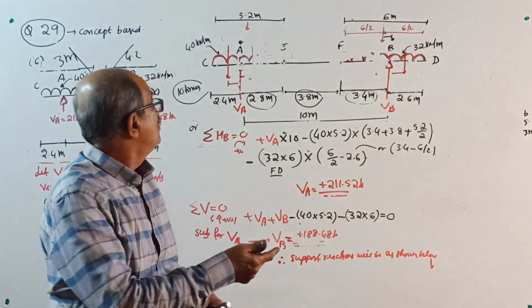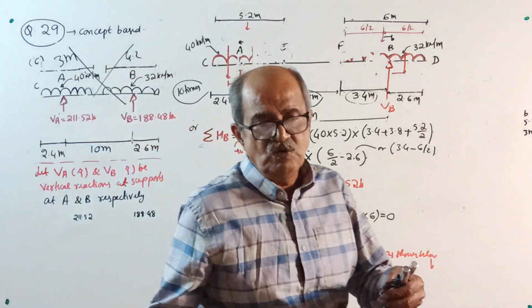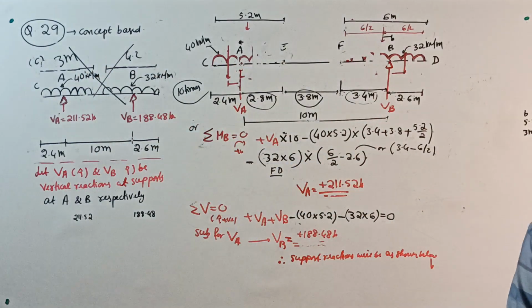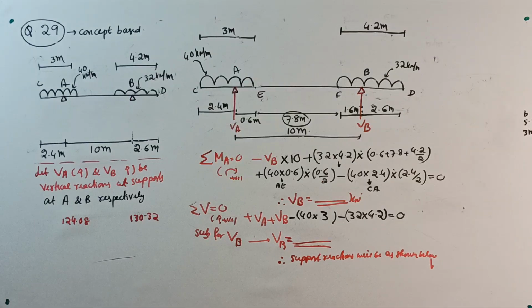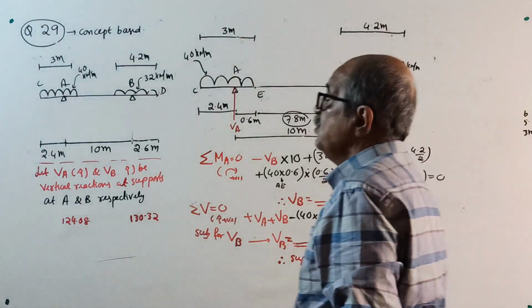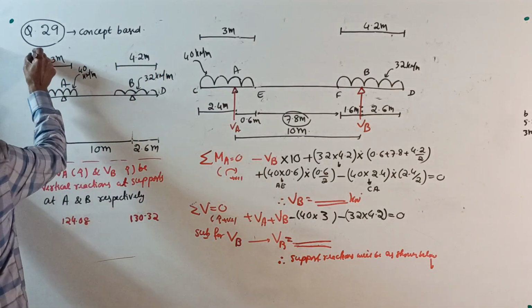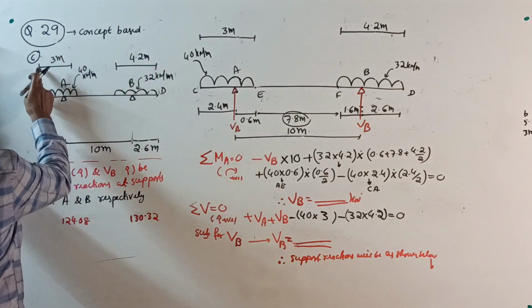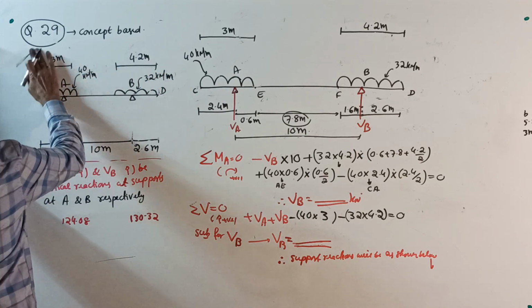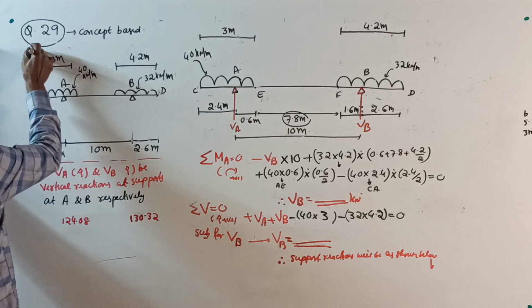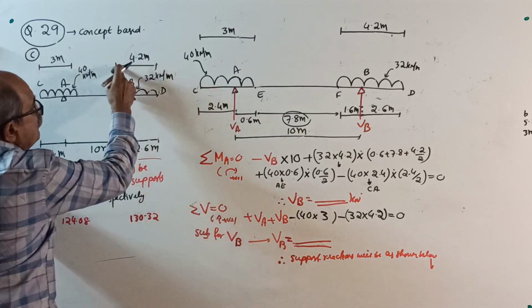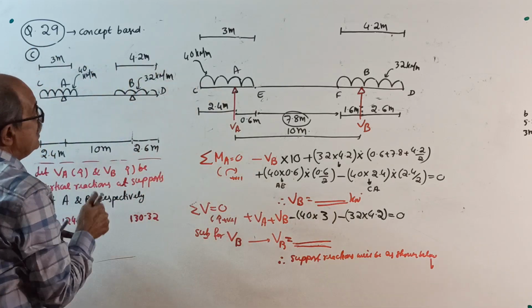Okay, I will now go to question number C. I will write and solve. Now, question number 29C. I already told you this is 29C, the last question. This is 3 meter, that is 4.2. Okay, all the statement over.